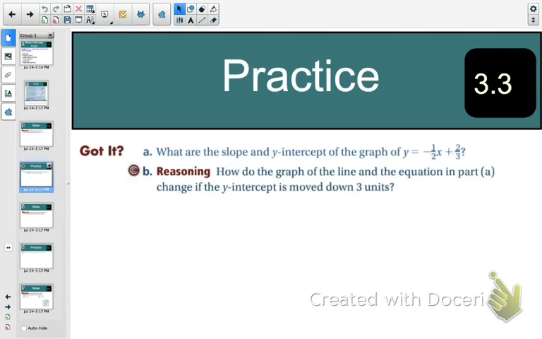Okay, so look at this one. Try to answer these two questions, and we will talk about it in a second. Pause this in 3, 2, 1, pause.